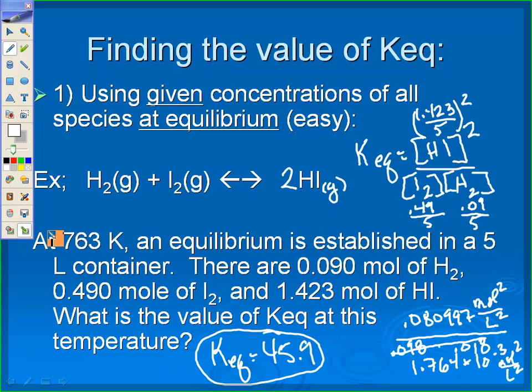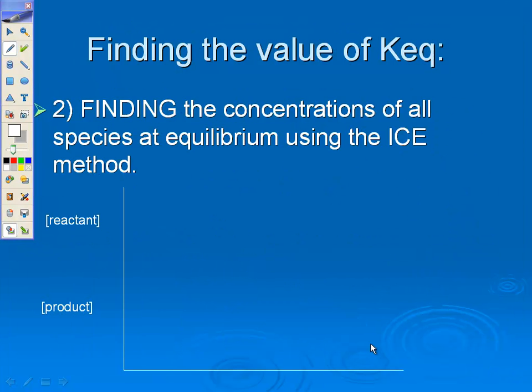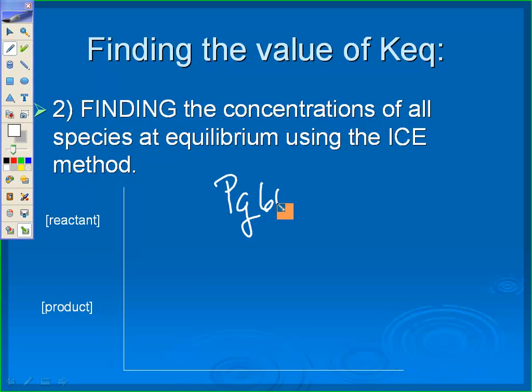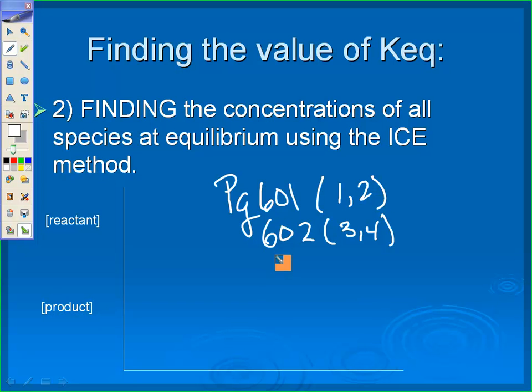So now you have some to practice on your own. I will tell you what those problems are. Those problems are going to be found on page 601. On 601, you're going to do 1 and 2. On 602, you're going to do 3 and 4. And on 603, you're going to do 5 through 12.